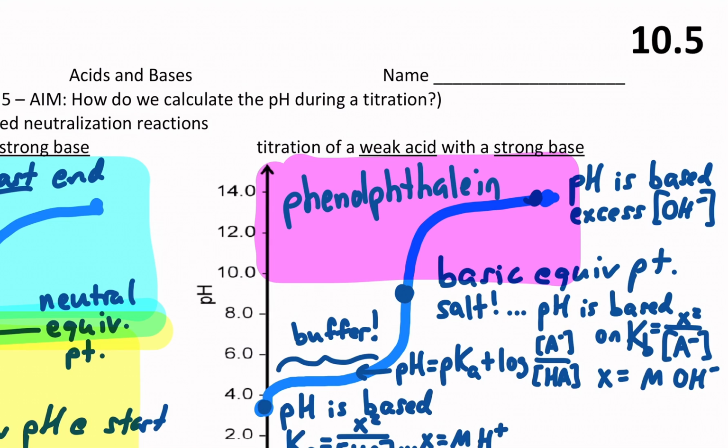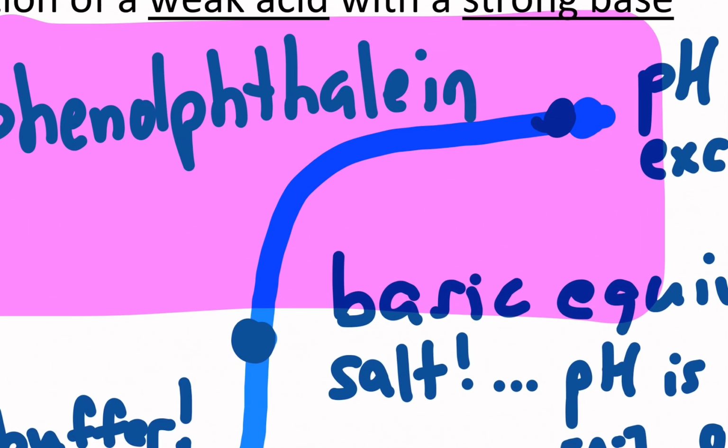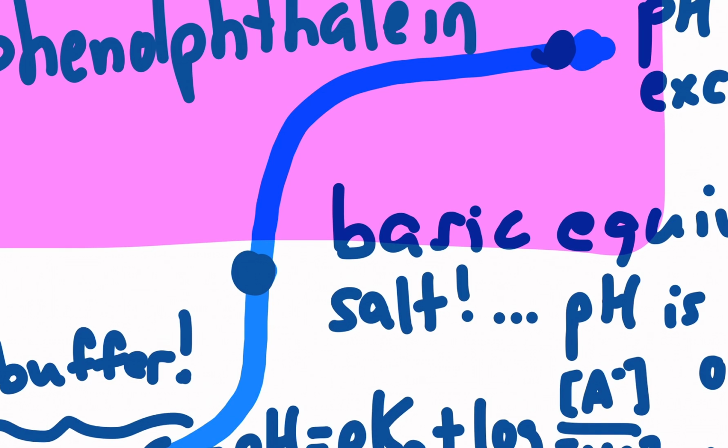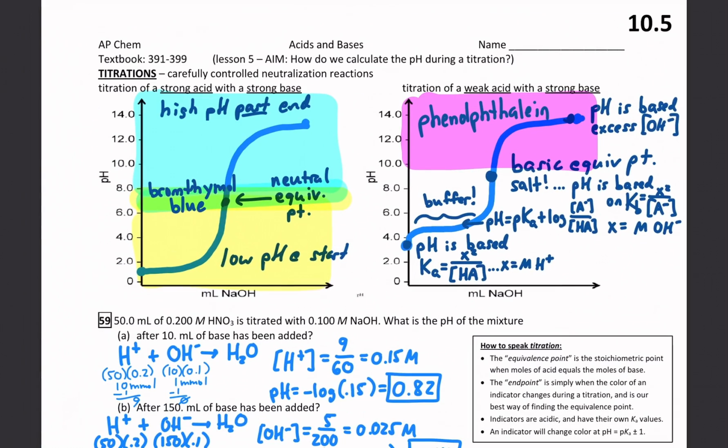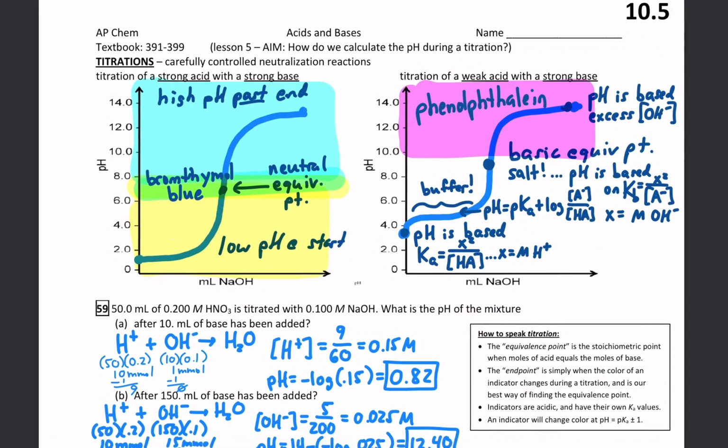Well, really, that's true anytime you're past equivalence, because it only takes a few more drops of that base before you spike in pH, and then you get to a very basic pH. Supposedly, if it was just a fraction of a milliliter past it, yeah, then the A minus would be significant, but most of the time that's not true. You're going to be asked to solve for it when it's excess hydroxide.